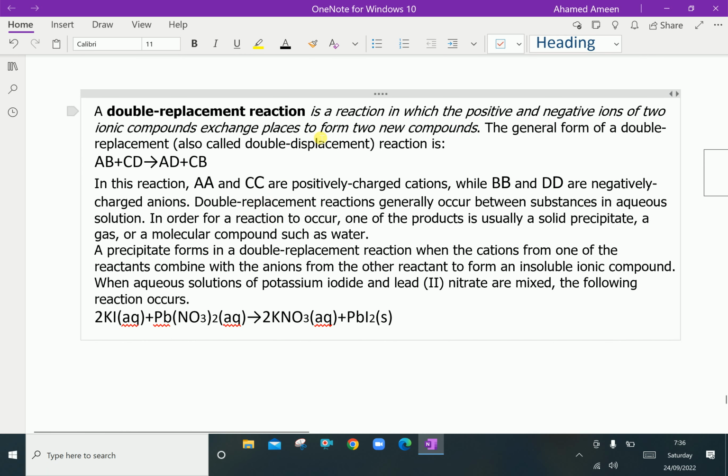Double replacement reaction is a reaction in which the positive and negative ions of two ionic compounds exchange places to form two new compounds. The general form of a double replacement, also called double displacement, reaction is AB as one substance and CD as another substance gives AD and CB, meaning D is replaced to here and B is replaced to here, vice versa. In this reaction, A and C are positively charged cations and B and D are negatively charged anions. Double replacement reactions generally occur between substances in an aqueous solution. In order for a reaction to occur, one of the products is usually a solid precipitate, a gas, or a molecular compound such as water.